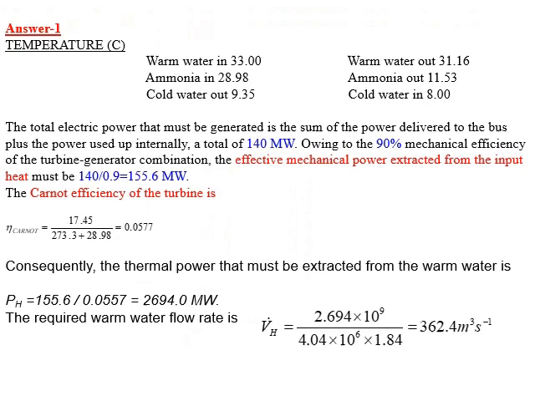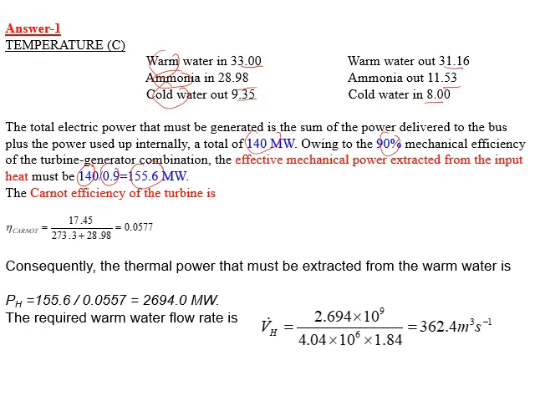Okay. Now here we summarize from the previous example question and the figure the temperatures for warm water at the heat exchanger on the ammonia side and at the cold water. You see here the values, so we can find the differences between them. Okay. Now the efficiency is given 90% for the system, and he told me in the question that 140 megawatt is the output, so I can divide 140 over 0.9. It gives me the total. This is the total mechanical power extracted from the input.